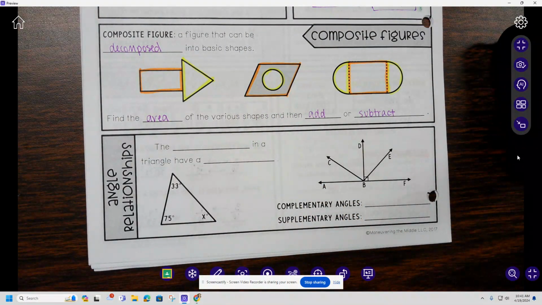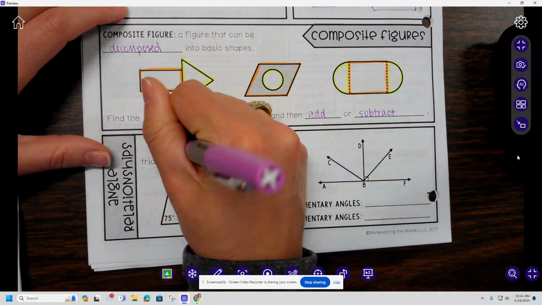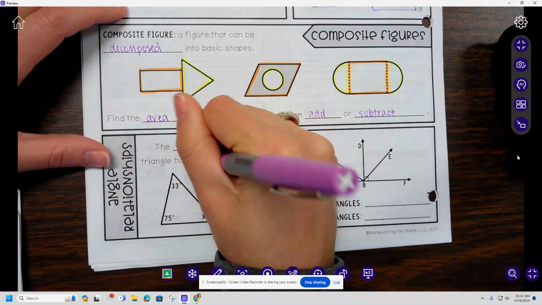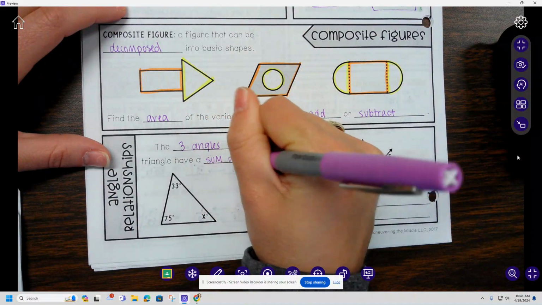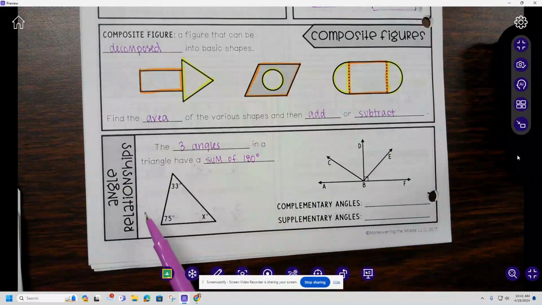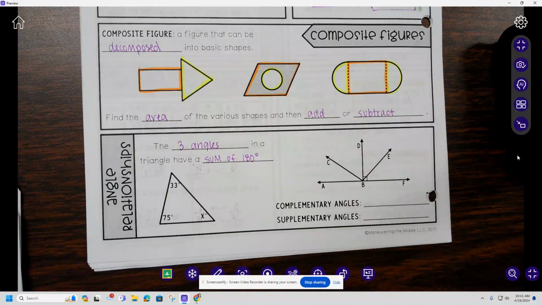Lastly, let's talk about angle relationships. So the 3 angles in a triangle have a sum of 180 degrees. So what that means is if you were to take all 3 angles and add them together, you would get 180 degrees. Now, for example, in this example, we don't know one of the angle measures. So what we can do is step number 1, we can add together our known values. In step number 2, we can subtract it from 180.